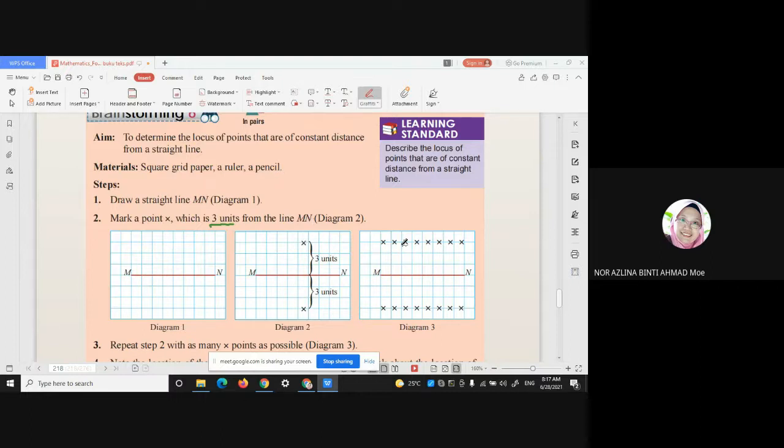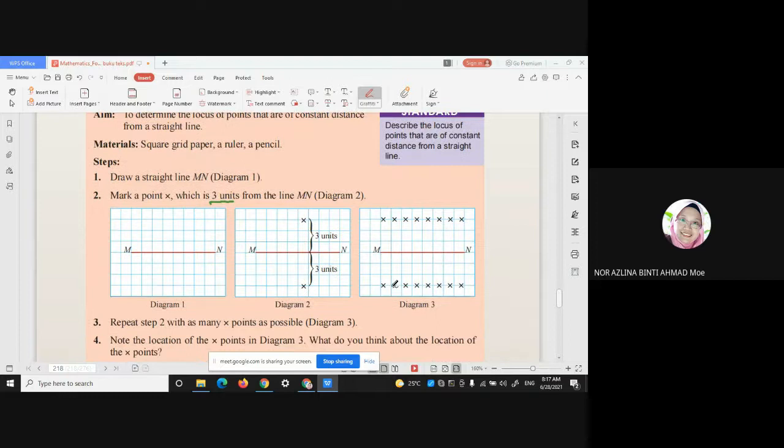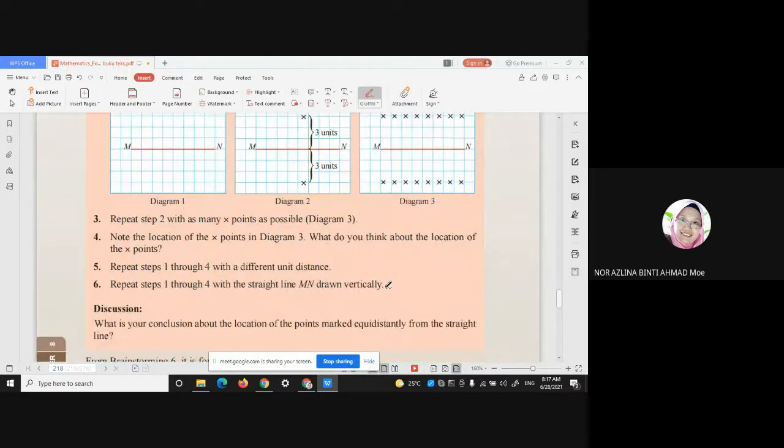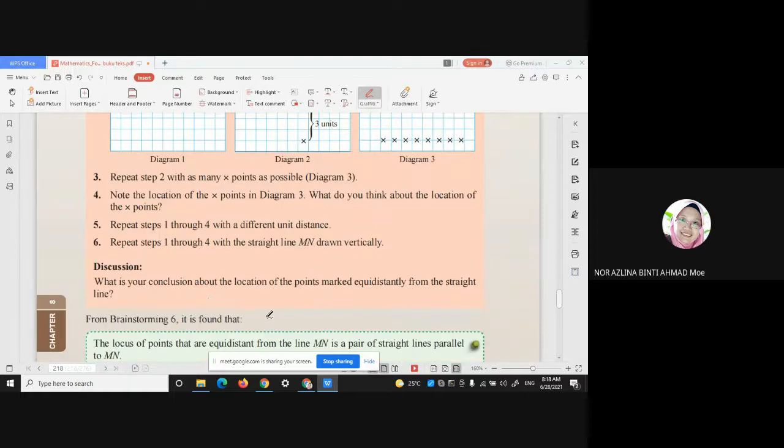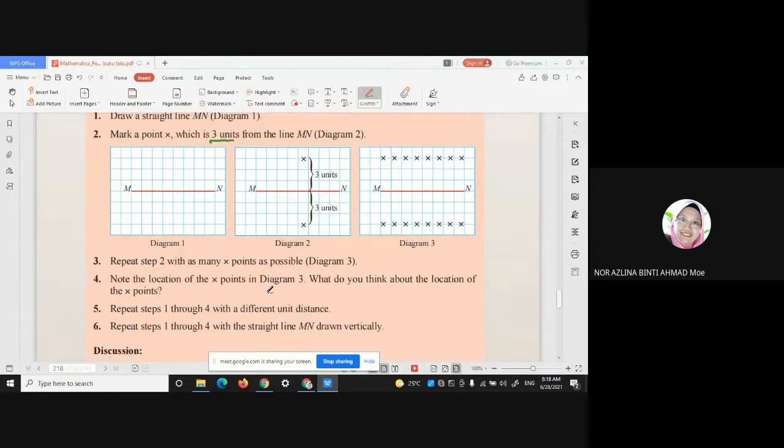All along the line we do the same. Why do we need to do that? Because we repeat step 2 with as many X points as possible. What is your conclusion about the location of the points marked equidistant from the straight line? We will form a straight line. This line is the locus.